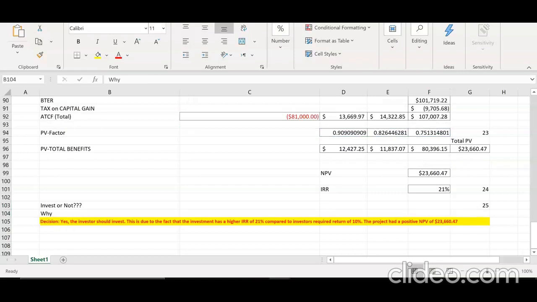For the conclusion, in this scenario, I think the investor should invest due to the fact that the investment has a higher IRR of 21% compared to the investor required return of 10%. The project had a positive NPV of 23,660 and 47 cents.